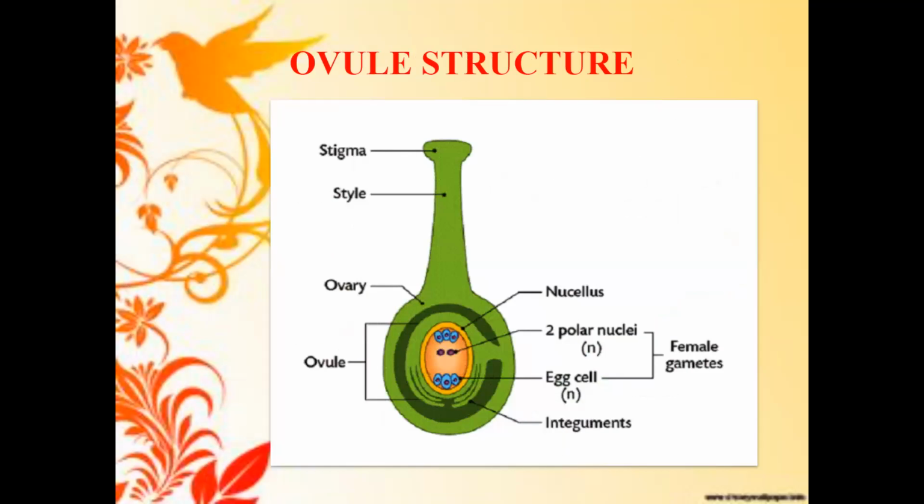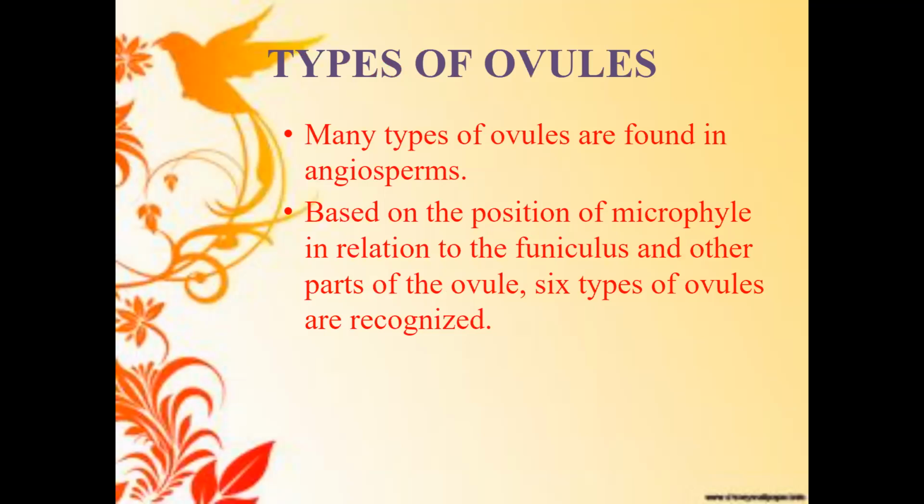This is the ovule structure separately. This is the complete ovule: the embryo sac in the nucellus, two polar nuclei, three cells, and these layers are the integuments. The polar nuclei and egg nucleus are the female gametes, and this complete structure is the ovary, style and stigma, which you know. Now we'll discuss the types of ovules. It is very important from the entrance exam point of view.